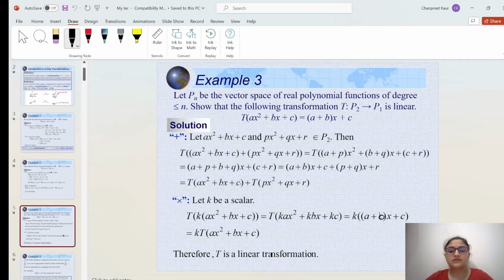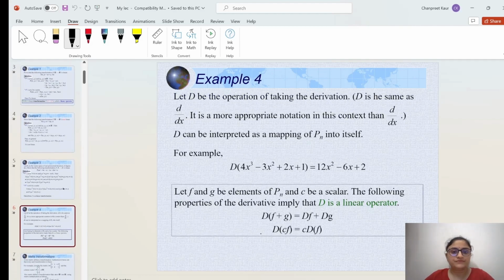By rearranging the terms, we will simply obtain that T applied to this polynomial plus this polynomial is the same as T applied to the first polynomial added to T applied to the second polynomial. And similarly for the scalar multiplication, T applied to a scalar times polynomial is equal to scalar times T applied to the same polynomial. So it was a simple exercise to see that this is a linear transformation.